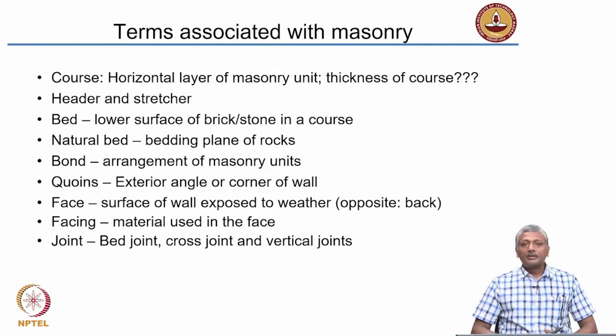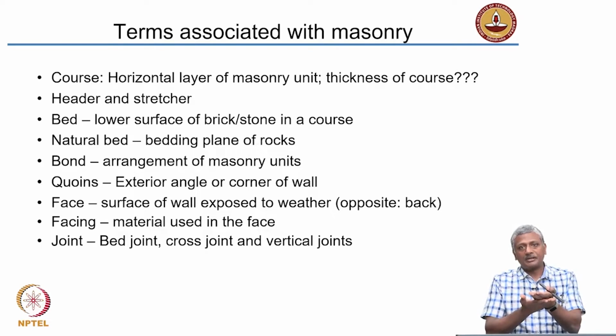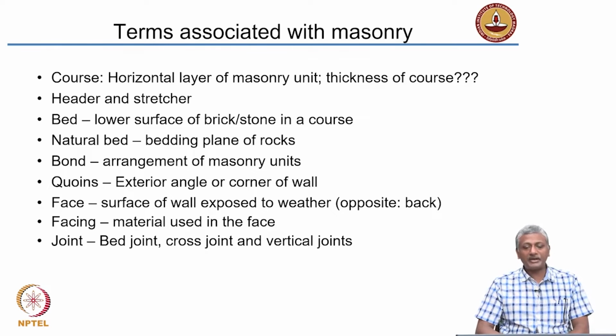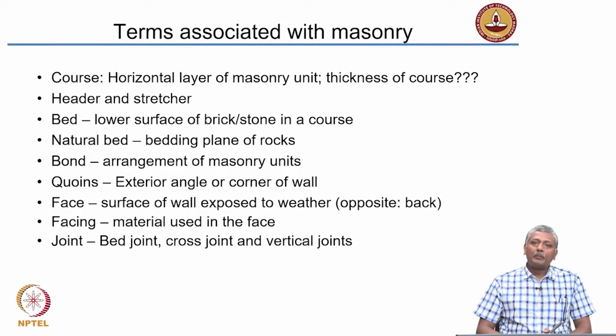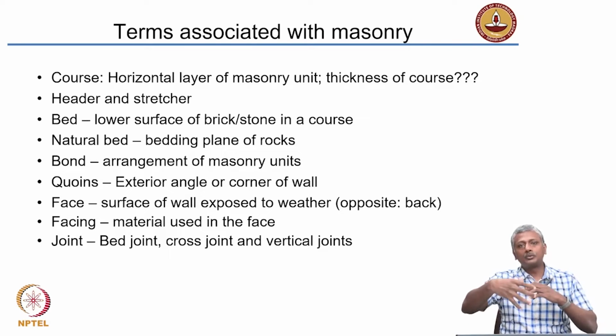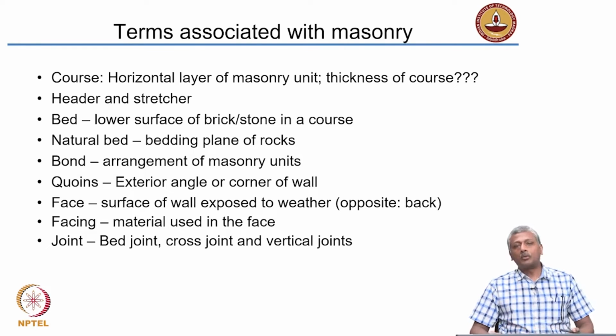Now, the bed is nothing but the lower surface of the brick or stone in a course. And sometimes when you go to stone quarries, you find that these stones are themselves deposited in certain layers, and that is called a natural bed of the stone or bedding plane of the rocks. A bond is nothing but the arrangement of the masonry units. So, how you put together these blocks to make the wall, that is called the bond.